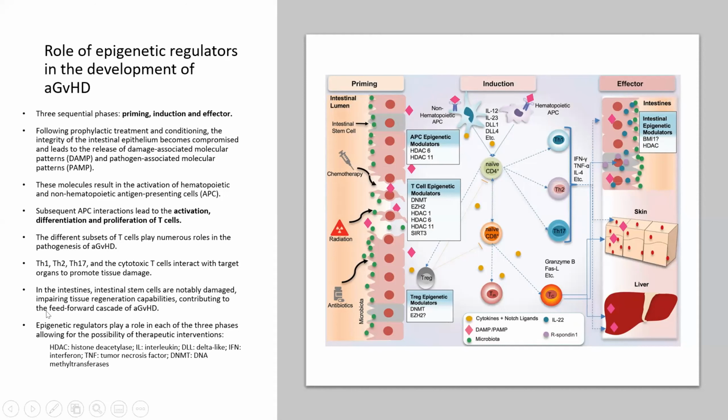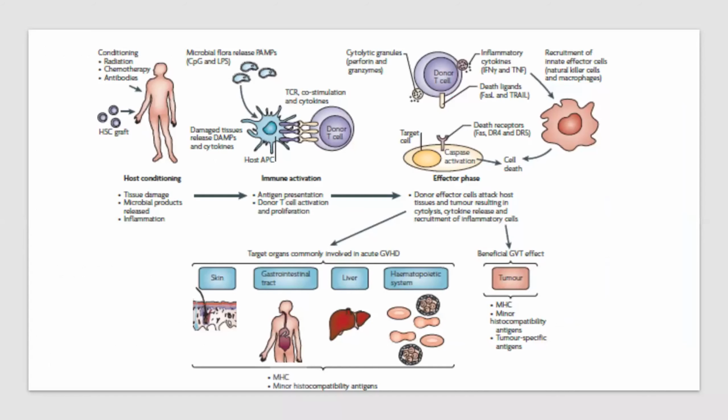Here, the role of epigenetic regulators in the development of graft versus host disease has been thought to be possible, used as possible therapeutic interventions. So things like histone deacetylases, interleukins, etc. So as I said, I'm not going to go into a lot of detail here due to the time constraints. But this picture shows the same thing.